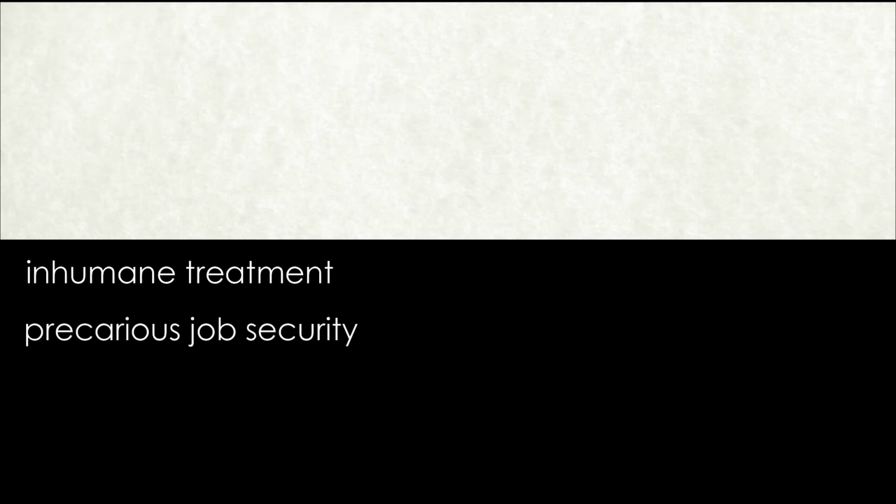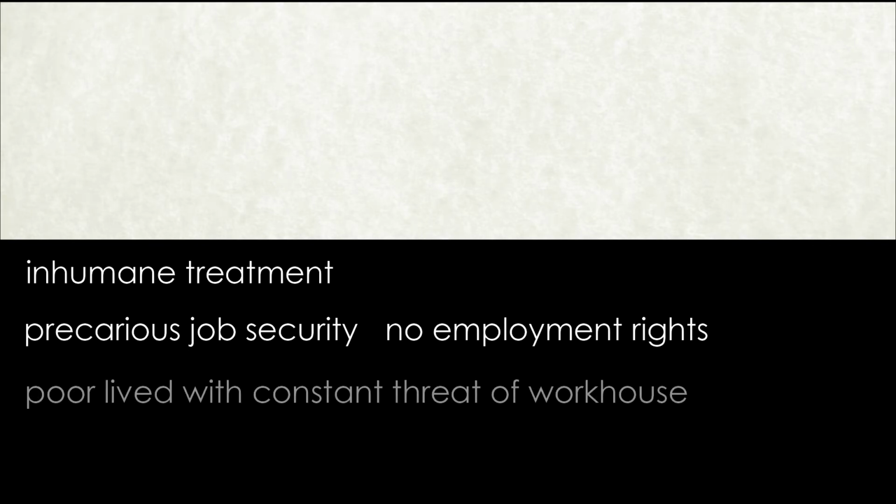Dickens uses the Cratchits to show that the working poor were treated inhumanely. Their job security was also precarious, as they often had the threat of instant dismissal hanging over their heads if they tried to look out or stick up for themselves. The Poor Law Amendment Act of 1834 had made it much more difficult for the poor to claim relief, and so the threat of the workhouse was constant.